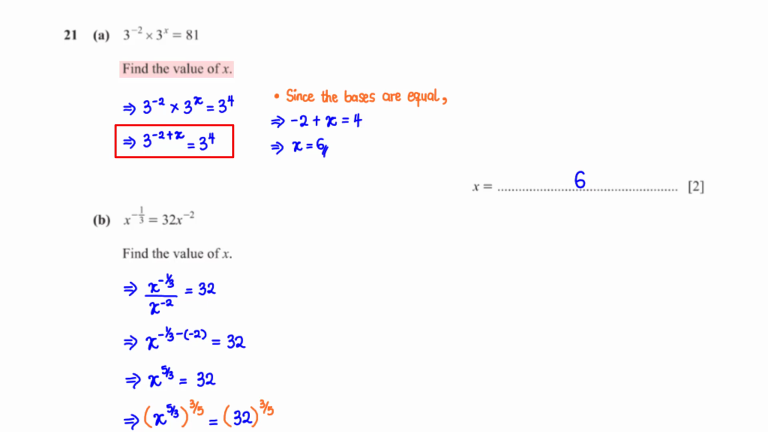Now that the bases on both sides of the equation are equal, then their powers should also be equal. So we have negative 2 plus x equals 4. When we add 2 to both sides of the equation, we have x equals 6.